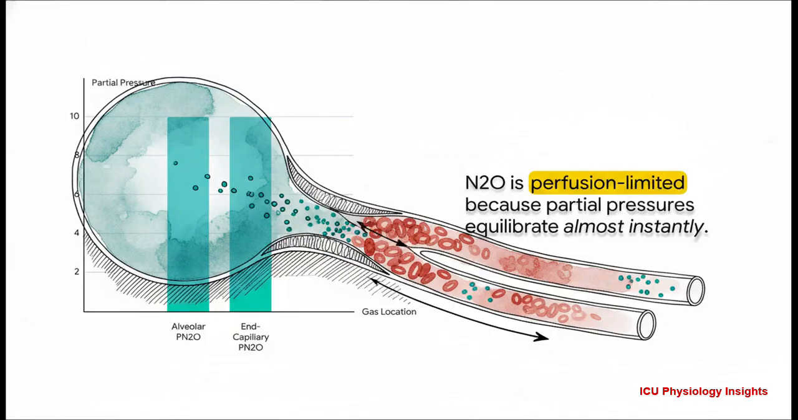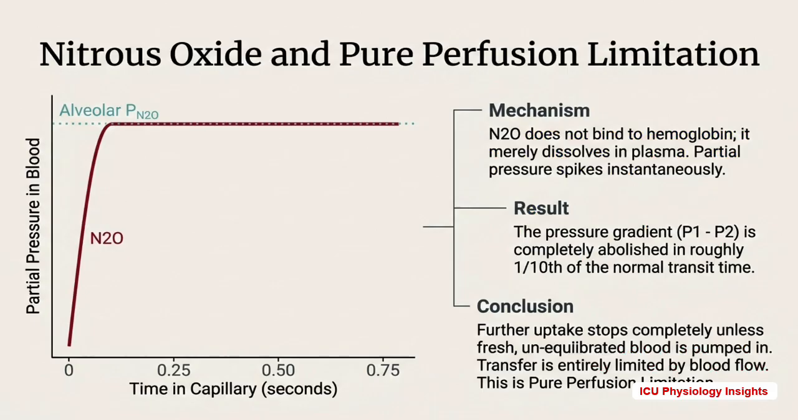Now, nitrous oxide is the polar opposite. It couldn't care less about hemoglobin. It doesn't bind at all. It just dissolves in the blood. Because of this, its partial pressure in the blood shoots up really fast, and it completely equilibrates with the alveolar pressure within the first tenth of the capillary's length. For the rest of the trip, that last 90% of the capillary, nothing happens. No more gas moves across. The blood is full.